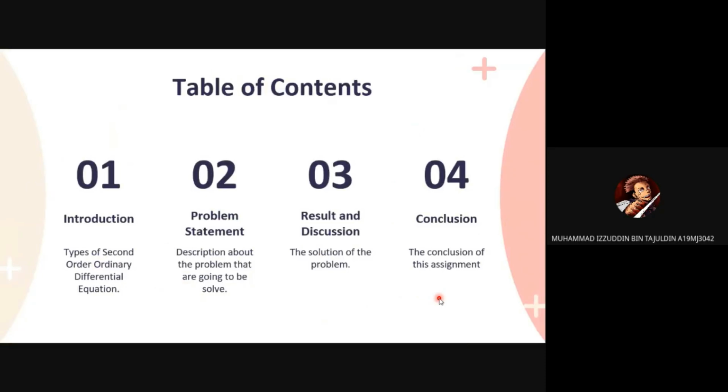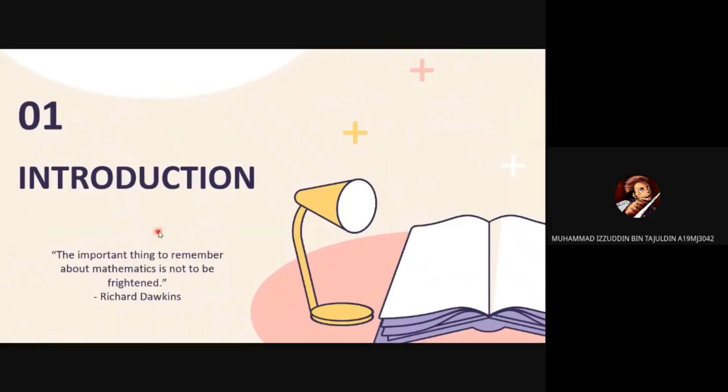So next, this is the table of contents. For one, introduction: types of second order ordinary differential equation. For two, problem statement: description of the problem that is going to be solved. For three, result and discussion: the solution of the problem. And lastly, conclusion: the conclusion of this assignment. Next, first of all, we go to the introduction.